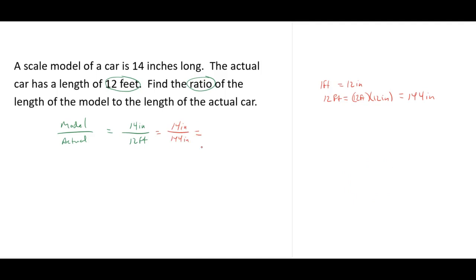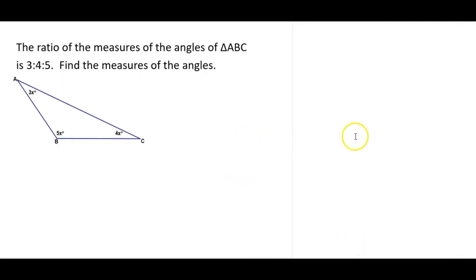Now, if I go ahead and reduce that fraction, right, divide numerator and denominator by 2, you would get 7 over 72. So the ratio of the model car to the actual car is 7 inches to 72 inches. Now these type of problems are found on the ACT exam a lot.